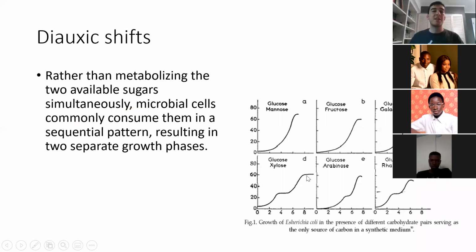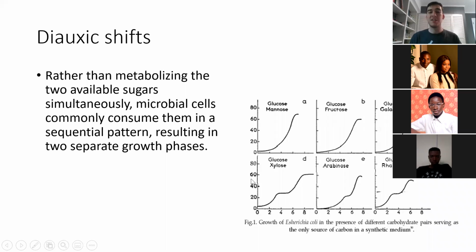This makes sense if you remember back to the lac operon and some of the molecular circuitry that needs to happen, because it's not always on. Instead, in order to be able to grow on xylose, for example, we need to turn on new genes, and that can take some time.